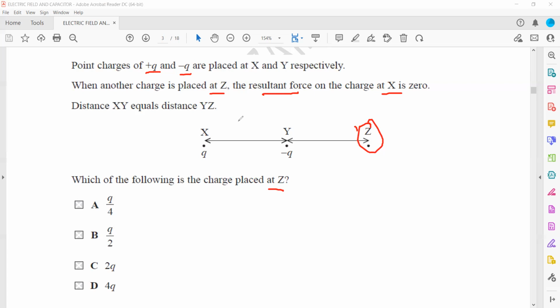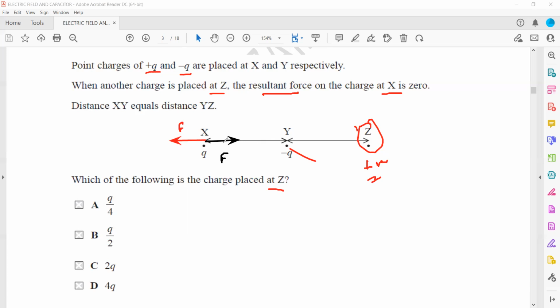So first, if we work out, this is plus and minus, so what is the direction of the force? The direction of the force on X due to Y is in this direction. Now, we want the resulting force to be 0. How? It means a positive charge must be placed here, and between these two positive charges the force F should point outward.